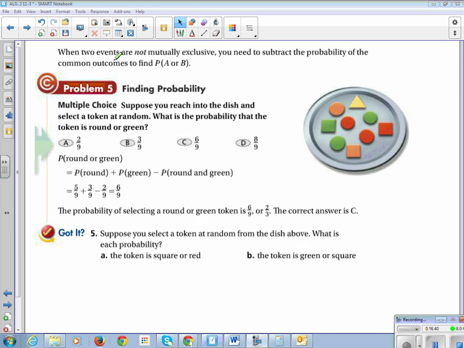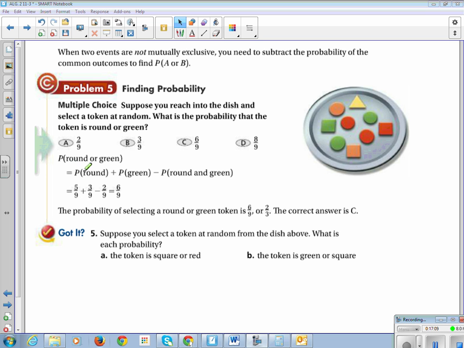There we go. So here's the other scenario. When two events are not mutually exclusive, we need to subtract out the probability of the common outcomes. So let's look at an example of that. Suppose you reach into a dish and select a token at random. Here's our little variety of tokens. What is the probability that the token is round or green?